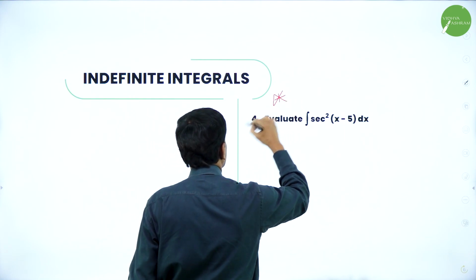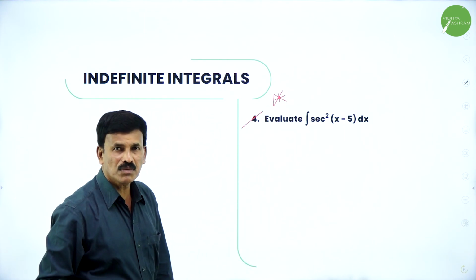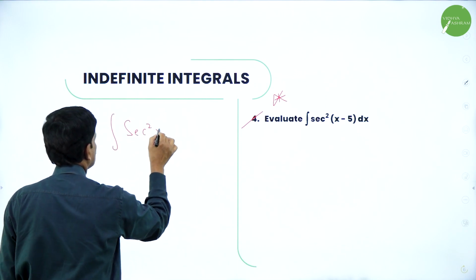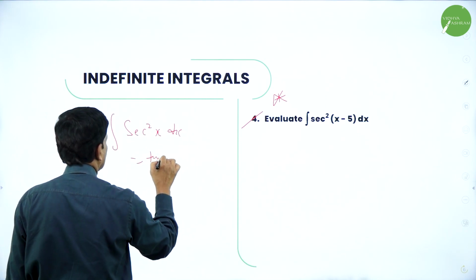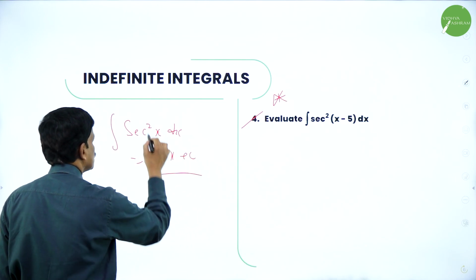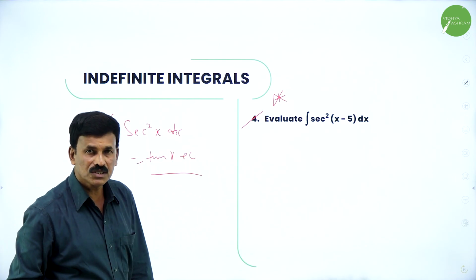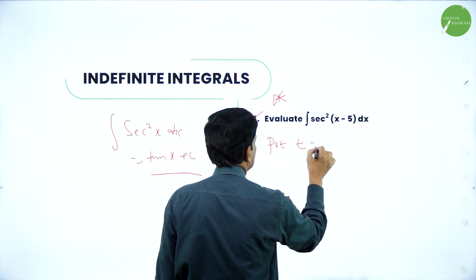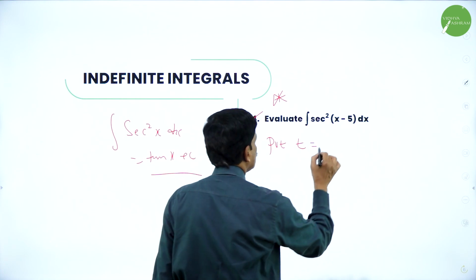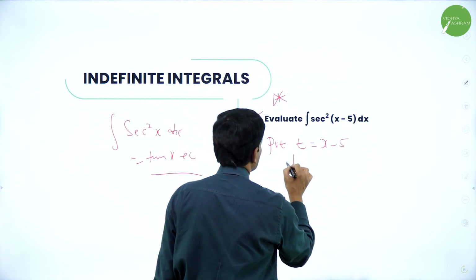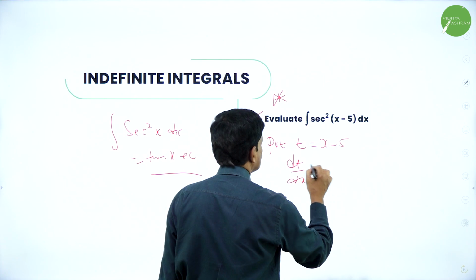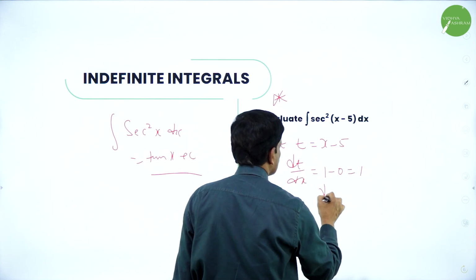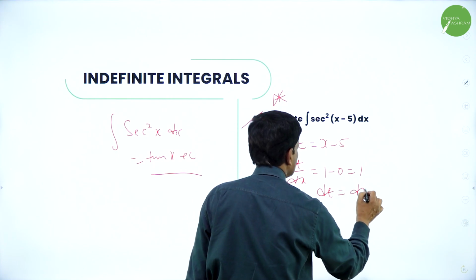This is an important problem. Evaluate secant square x minus 5 dx. Now just recall integral of secant square x dx is equal to tan x, because differentiation of tan x is secant square x. Now let us take the substitution. This can be done easily by the method of substitution. Put t is equal to x minus 5. Differentiate it. dt by dx is equal to differentiation of x is 1, 5 constant 0, that is 1. Cross multiply, dt is equal to dx.